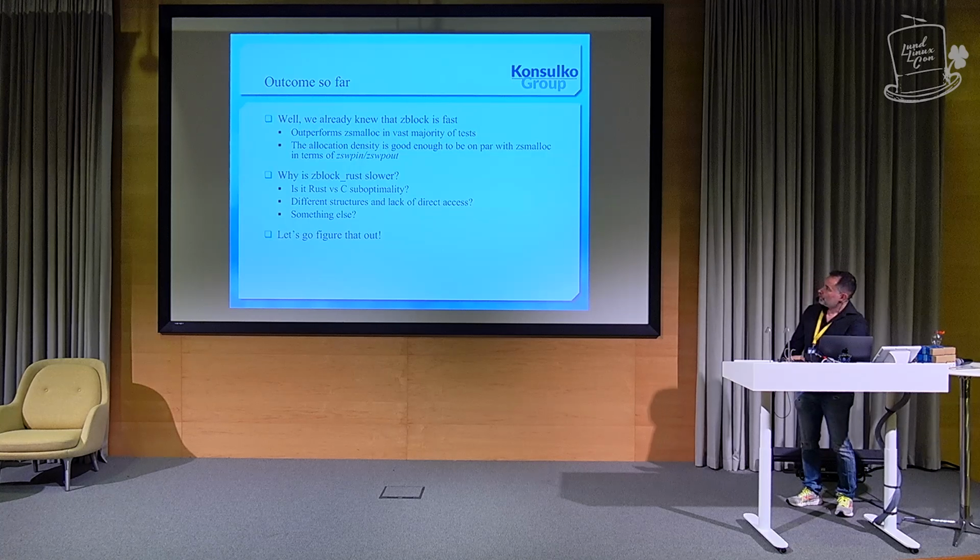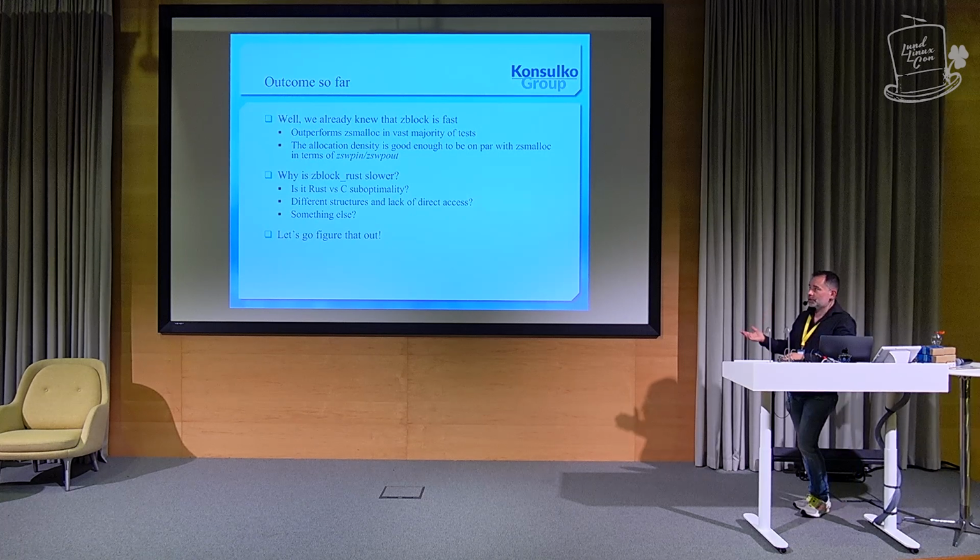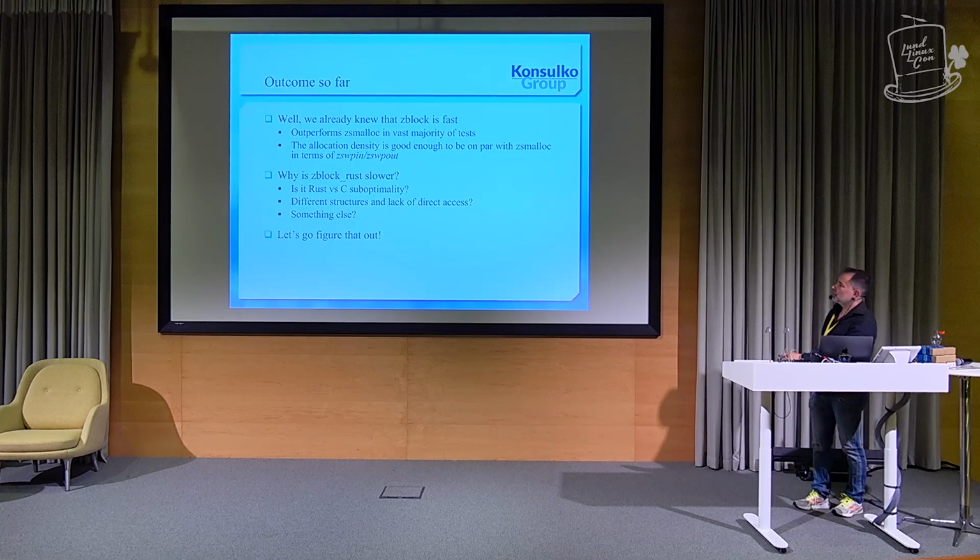Okay, so at this point, what do we have? We have Zblock that is slightly faster than ZSmalloc, but we knew that. We have Zblock Rust that is slightly slower than both of the two. And then we had some questions like, why is that happening? Is it some Rust suboptimality, or is it like we mapped the structures in a not so good way, or something else?